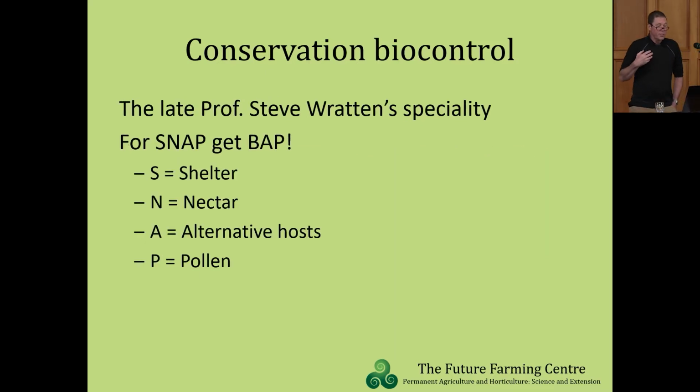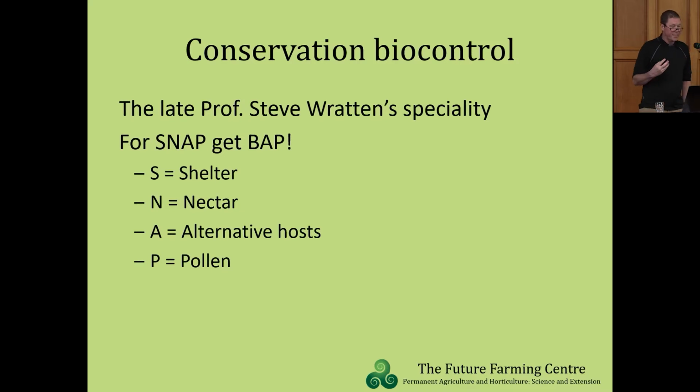Astonishing. So Steve, for those of you that know him, loved his little acronyms and metaphors and all the rest of it. One of his favourites was this thing. We're going to come back to this again. For SNAP, get BAP. So SNAP is shelter, nectar, alternative hosts and pollen. These are the things we need to provide to the beneficials to boost their numbers.